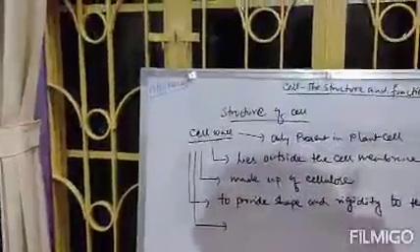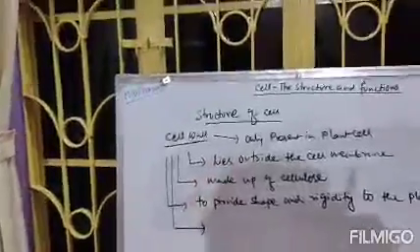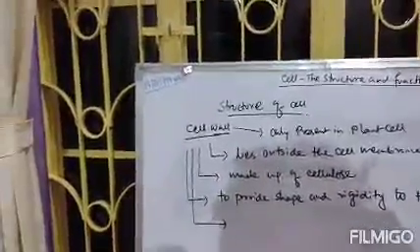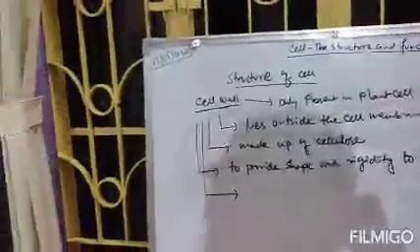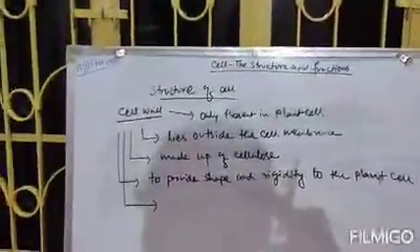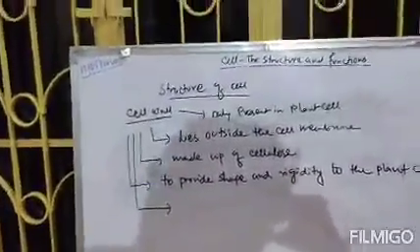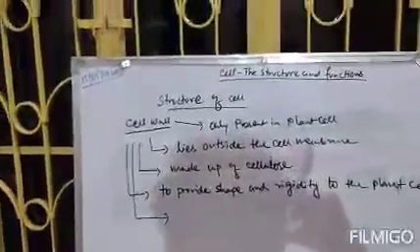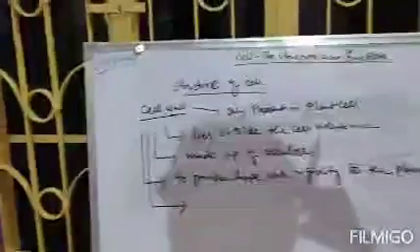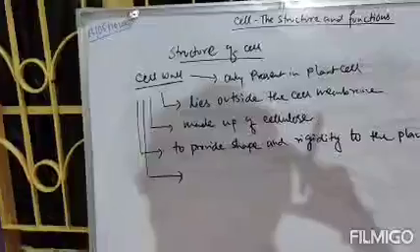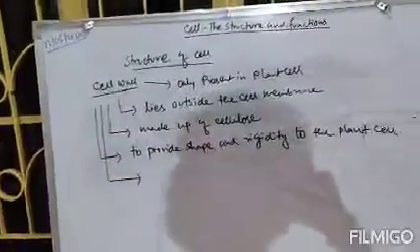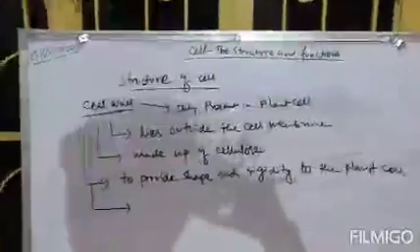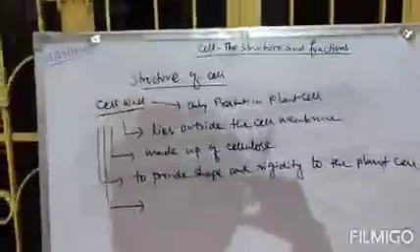That means it will not allow all the substances. It will only allow those substances that are not harmful for the cell. But in case of cell wall, it will allow all the substances to pass through it, whether harmful or not harmful. It will not select those substances. That means any substances can pass through the cell wall.